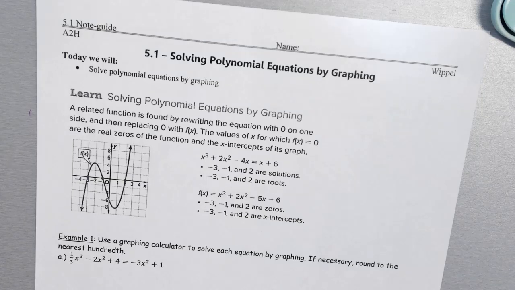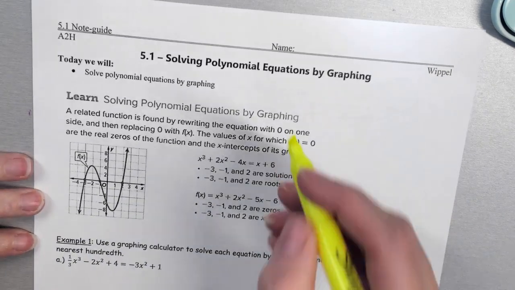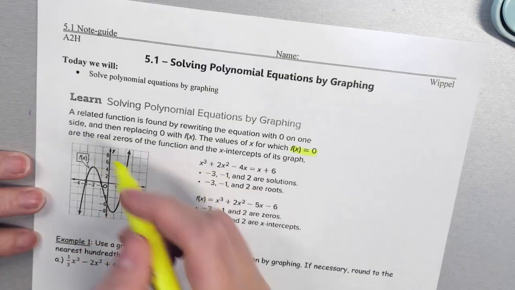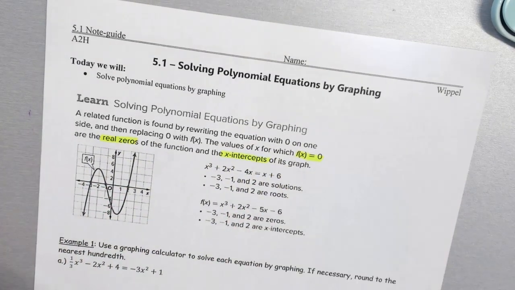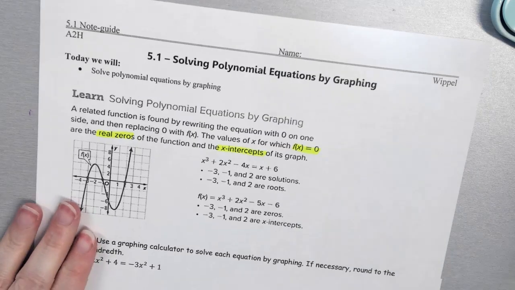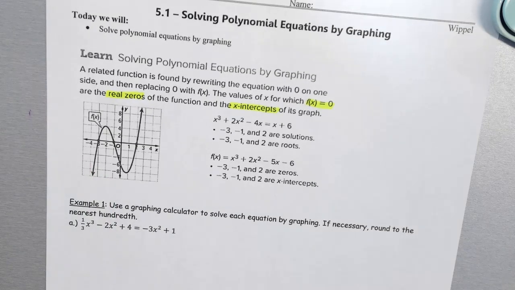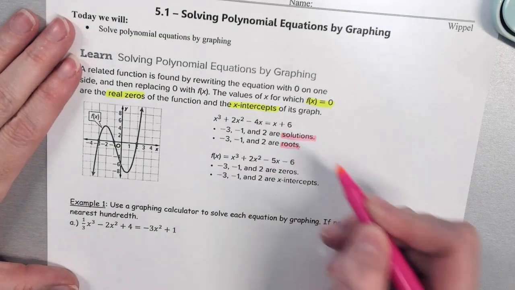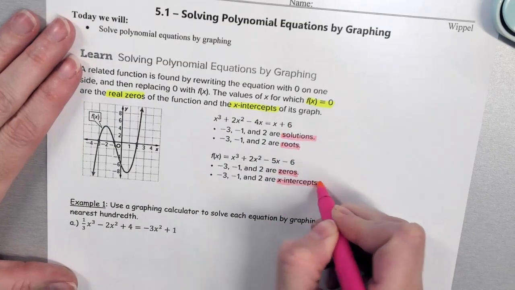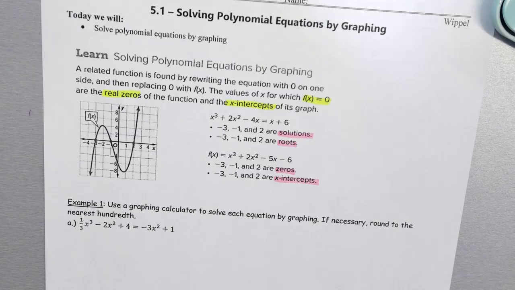Okay, so you guys just read about how when you are graphing a related function, you're going to have f of x equals 0. And that is going to give you the real zeros of the function, which are the x-intercepts. So remember that we have many different terms for x-intercepts. We can call them solutions, we can call them roots, we can call them zeros, or we can call them x-intercepts. Those are all the same thing.